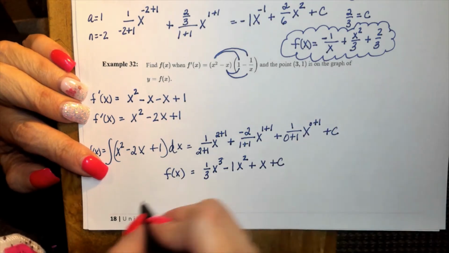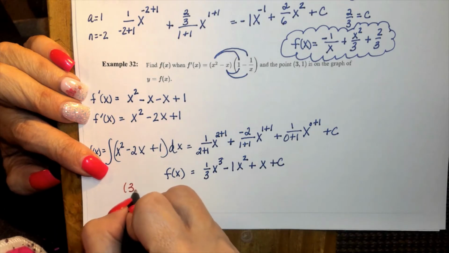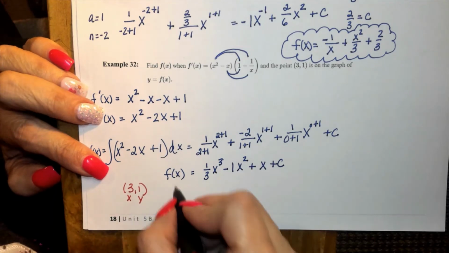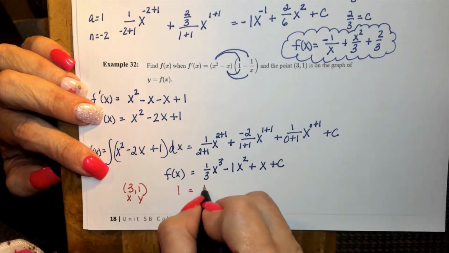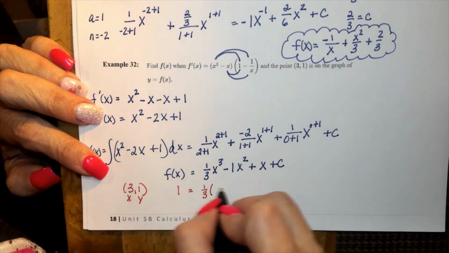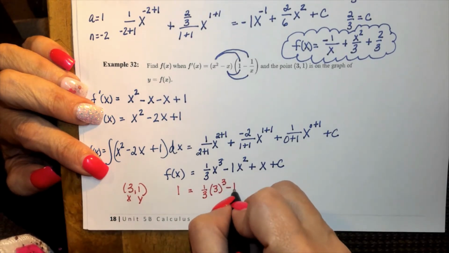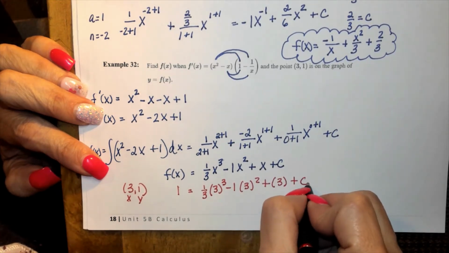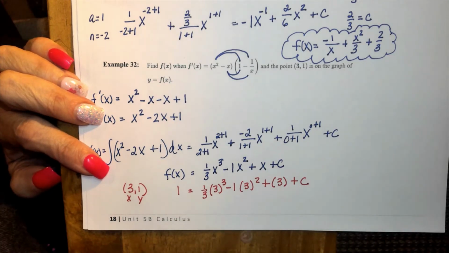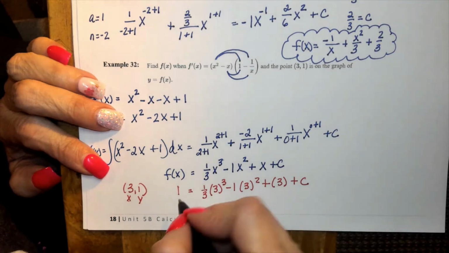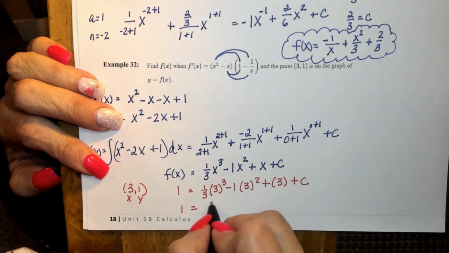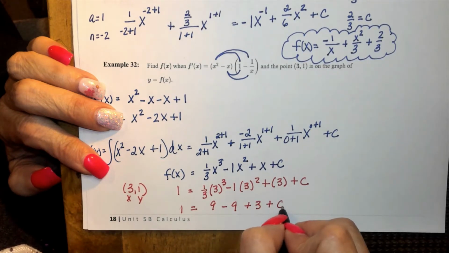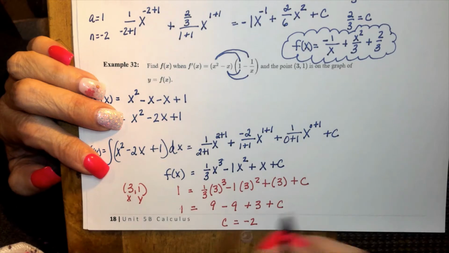Now, I know that the ordered pair, it told me that (3, 1) is part of this function. This is x, this is y. I'm going to plug in the y, which is 1, equals 1/3, x is 3, 3 cubed minus 1 times 3 squared plus 3 plus c. Simplify all that. I ended up getting c equals negative 2. 1 equals, this right here is going to become 9 minus 9 plus 3 plus c. And this is going to give me c equals negative 2.